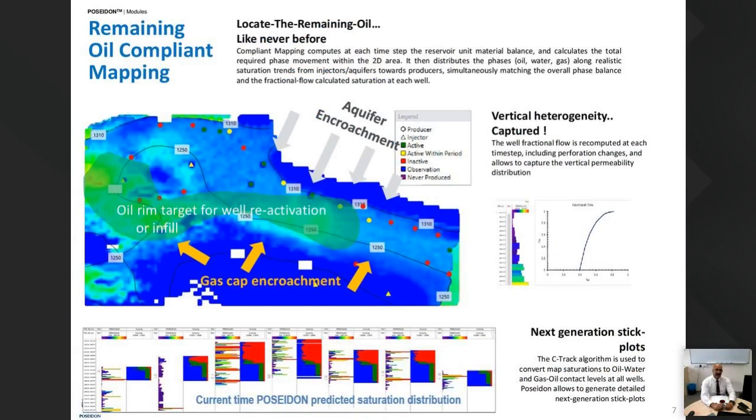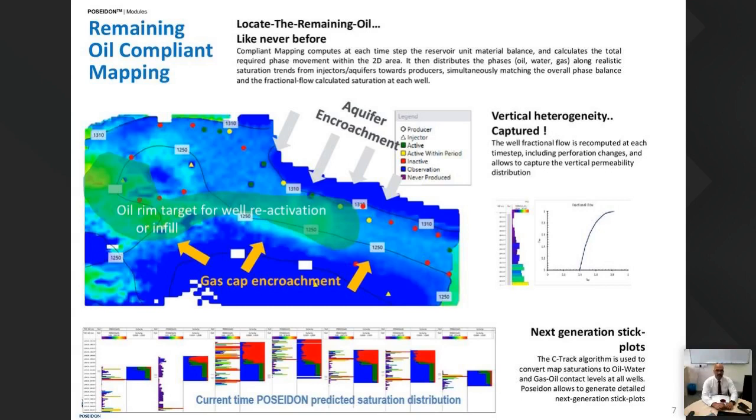Another module we call the remaining oil component mapping, or ROCM. Our remaining oil component mapping, or ROCM, actually is similar to the simulator. Our input is the same. Also, the output is almost the same. We produce the saturation map, mobile oil map, or different maps that normally a simulator produces. And it's quite useful for LTRO study, actually.